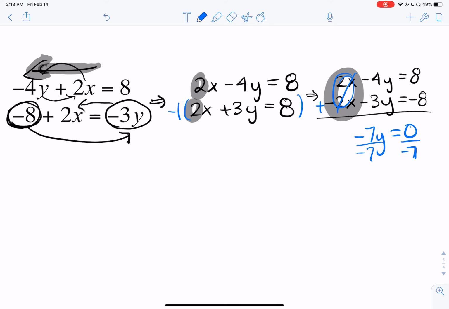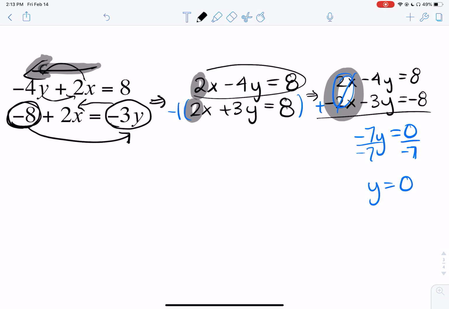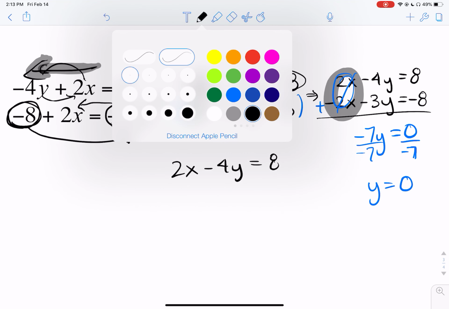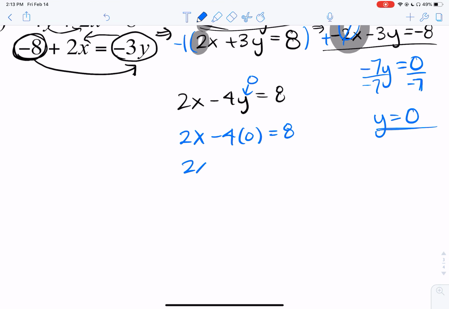Here we can solve for this because if we divide by -7, y is going to equal 0. That doesn't mean that there's no solution. This simply means that the value of y is equal to 0. To figure out what the value of x is, I'm going to pick the top equation, 2x - 4y is equal to 8, and replace the y value with 0. We get 2x - 4 times 0 is equal to 8. Well, 4 times 0 is 0, so I could basically ignore that term. So 2x is equal to 8.